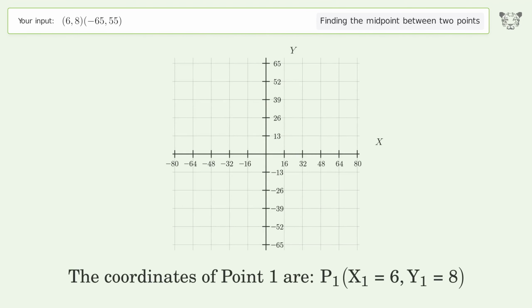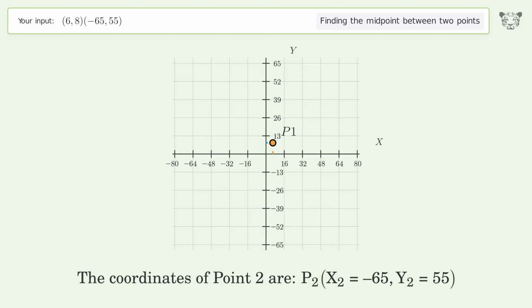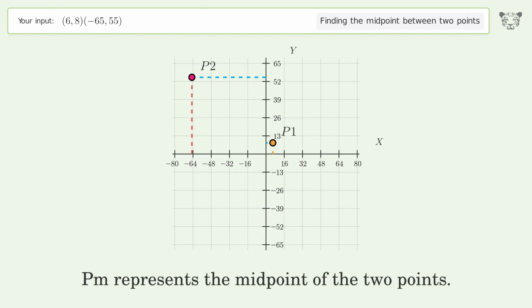The coordinates of point 1 are, x1 equals 6, y1 equals 8. The coordinates of point 2 are, x2 equals negative 65, y2 equals 55. PM represents the midpoint of the 2 points.